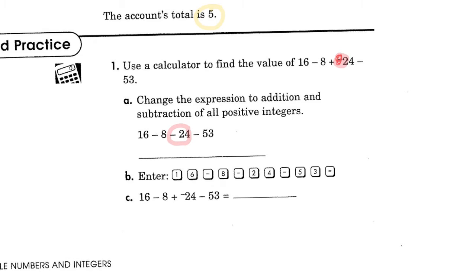So now on our calculator, we have 16 minus 8 minus 24 minus 53 equals. When I do that problem on my calculator, I get -69. And when I do this problem up here, I get -69. You can do it however you need to. I'm just showing you a different way. All right, make sure you have those copied down.